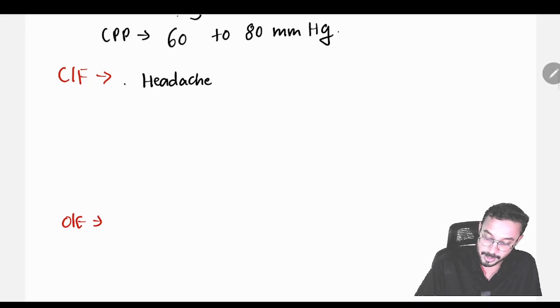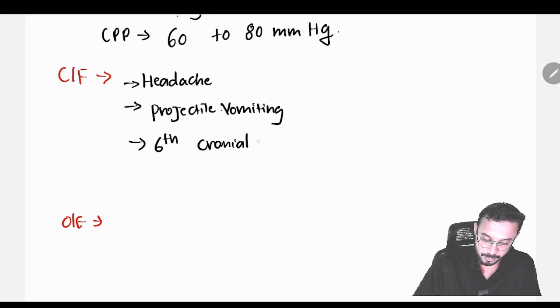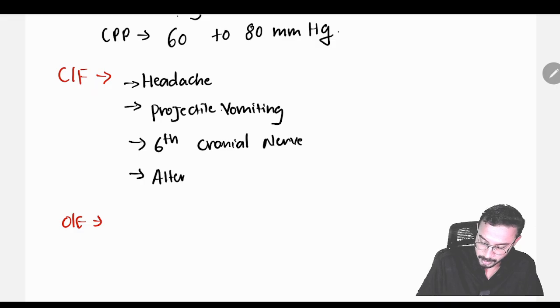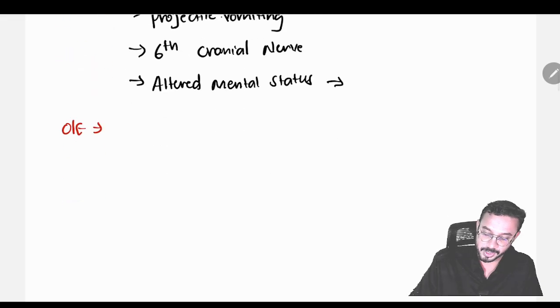And next you will get vomiting. Which kind of vomiting? Projectile vomiting, which is jet shaped, very fast, goes too far a distance, that is known as projectile. In head injury, almost we know the sixth cranial nerve is involved, and the patient gets altered mental status. So remember, this is the most reliable feature.